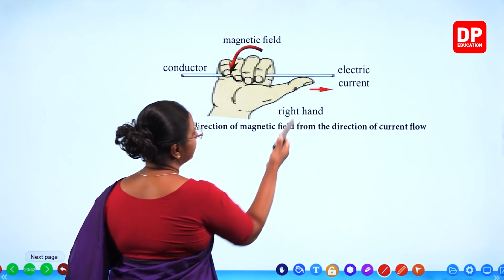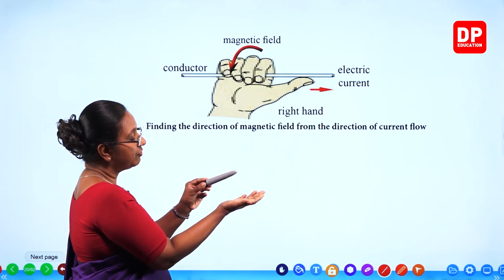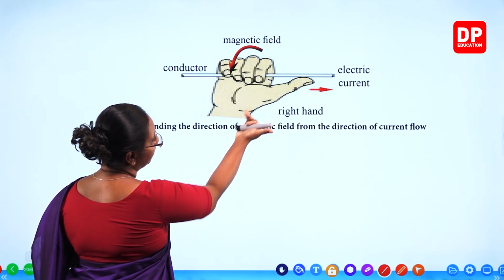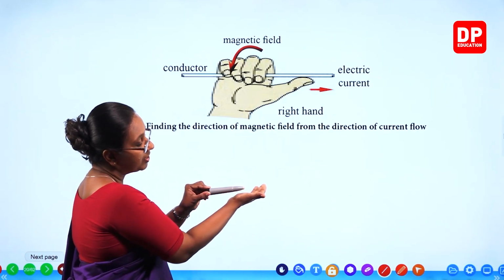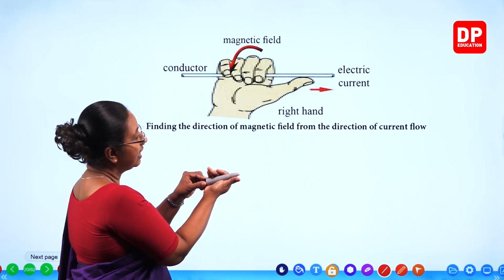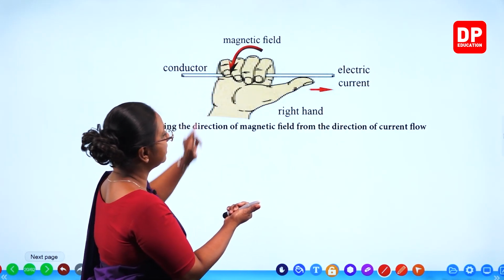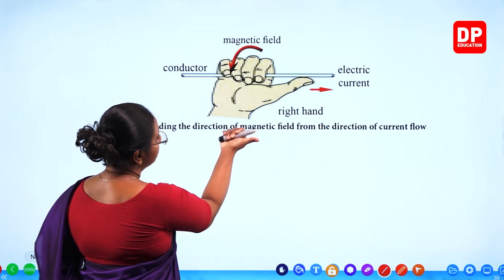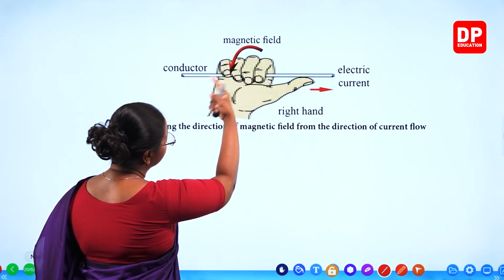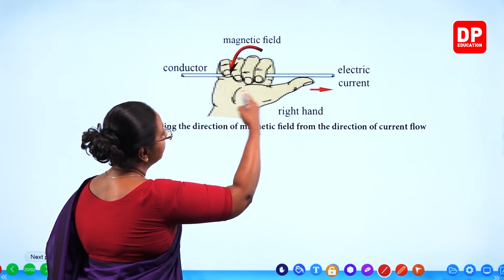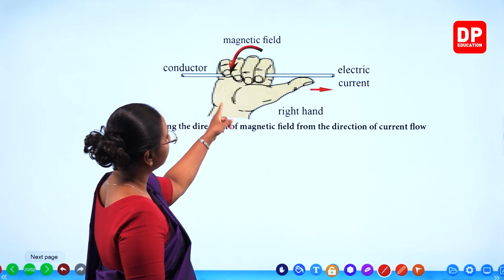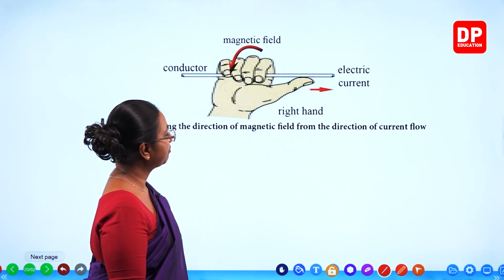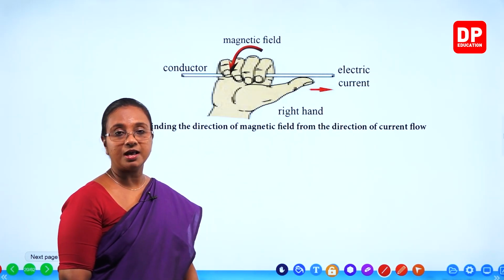Now if this is the conductor, that is the pen, you have to hold it with the right hand. Here you can see the direction of the thumb points to the direction of the current flow. Then the other four fingers point to the direction of the magnetic field. So if the current flow is this way, the magnetic field is going to be like that. So conductor, magnetic field, electric current, and it is the right hand, finding the direction of the magnetic field from the direction of current flow.